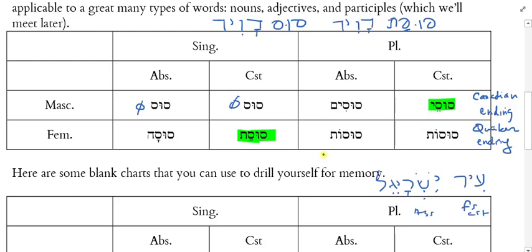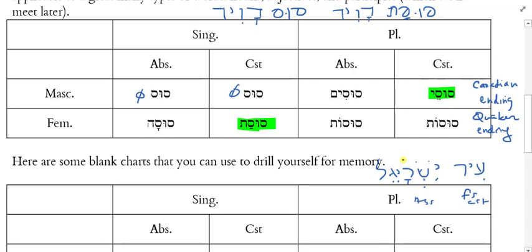Likewise, if I had a masculine noun that ended with ot in the plural, like av is father, avot is fathers, what would its masculine plural construct be? It would be avot as well, okay? It would still have the ot ending. So do keep that in mind. All right, so that's the kind of ending changes we would have.